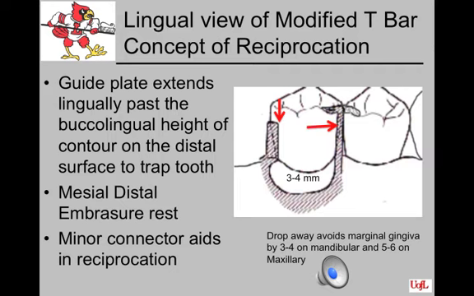The framework dips down to avoid the marginal gingiva by a minimum of 3 millimeters. The major connector must be a minimum of 5 millimeters wide at this point for strength of the prosthesis, or if that is not present, you must plate the tooth at the survey line.